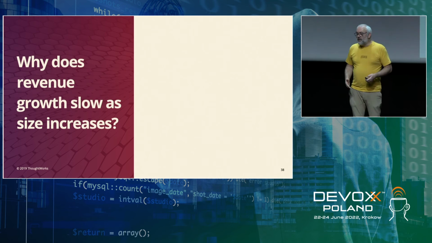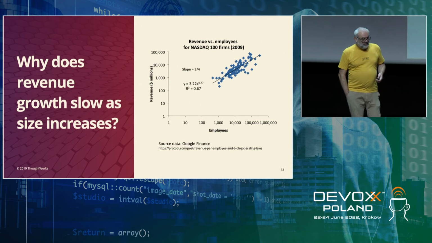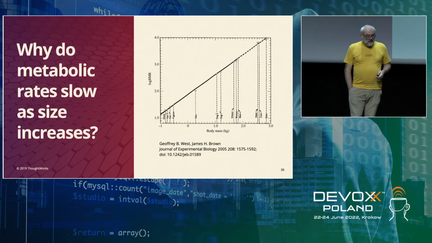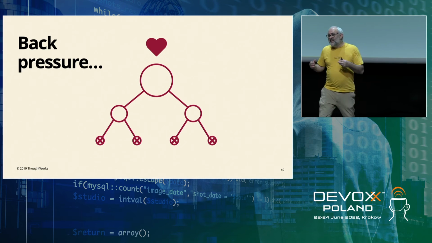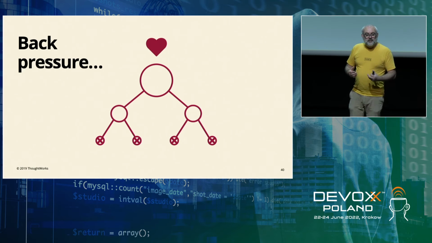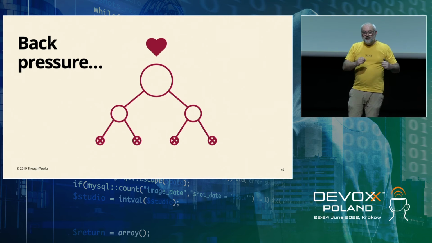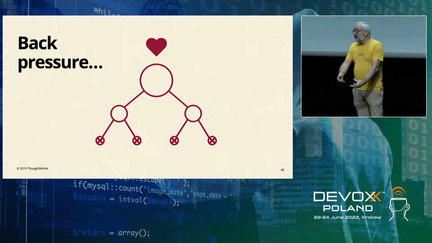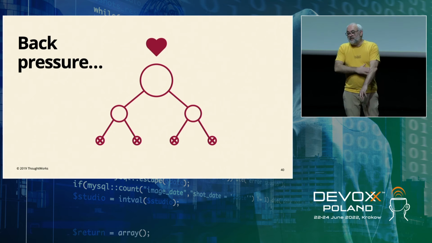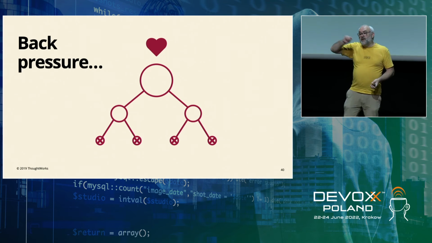So why does revenue growth slow as size increases? Right? We have this graph of revenue growth versus size. Why is it that metabolic rates slow? And it's interesting because it's literally down to the mathematics of the hierarchical network. The fact that you're going from a big thing in us, you've got a heart, that splits into arteries, splits into further arteries, and eventually has to turn into capillaries to feed our cells with energy. The depth of the hierarchy, just the depth of the hierarchy predicts where you are on that graph.